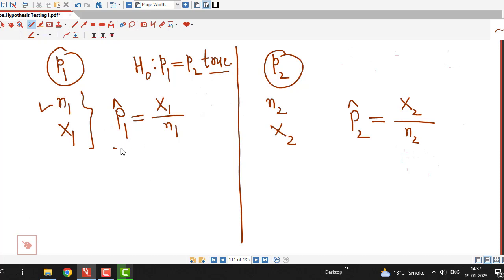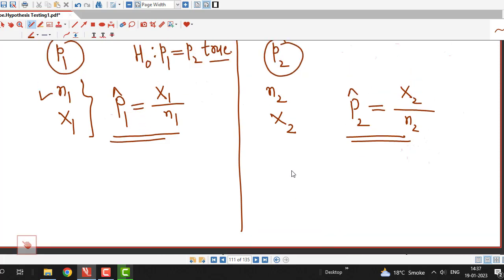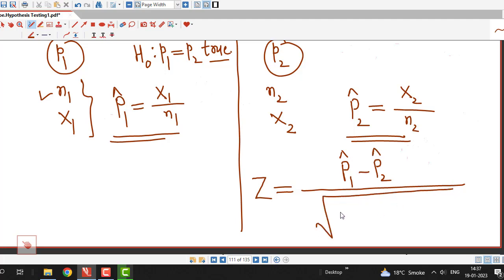Then if the sampling distribution of the sample proportion for each sample is normal and if the two samples are independent, the test statistic for the hypothesis test on the difference of proportions is given by capital Z equal to P1 hat minus P2 hat divided by the square root of P hat times 1 minus P hat times 1 over the first sample size plus 1 over the second sample size, and this is approximately a standard normal random variable.